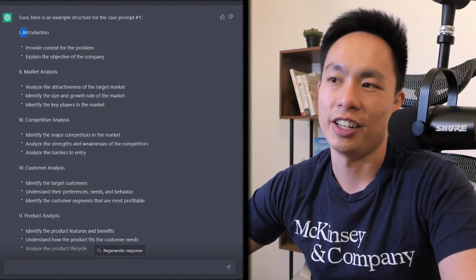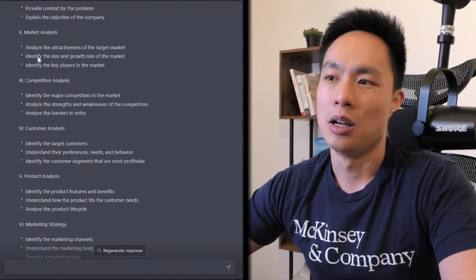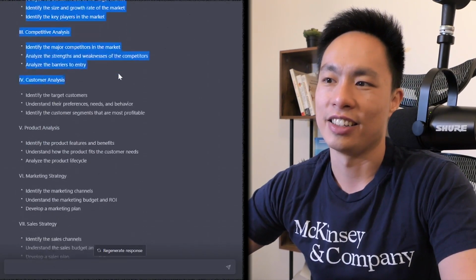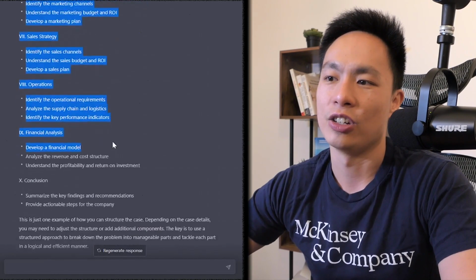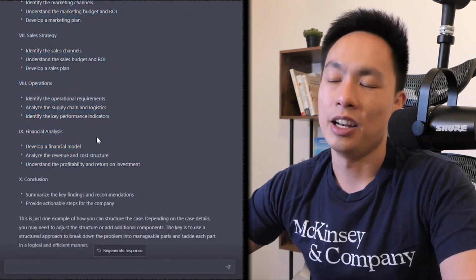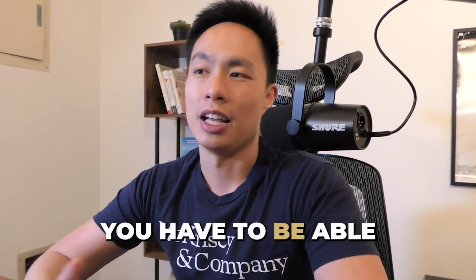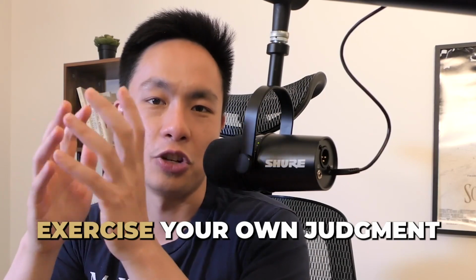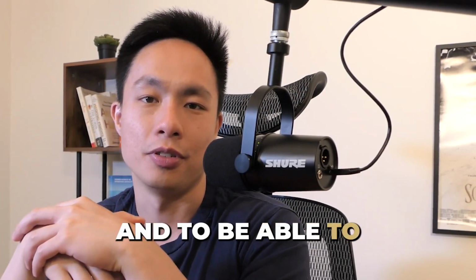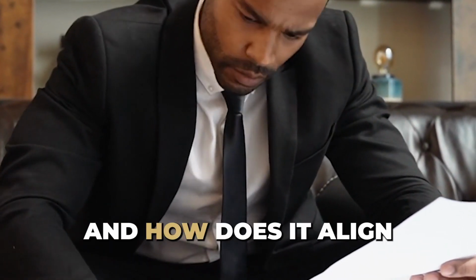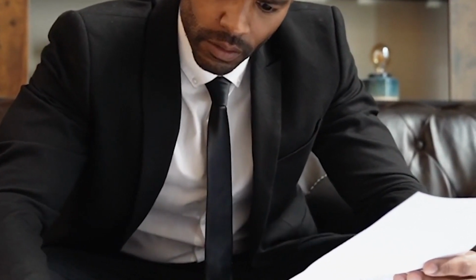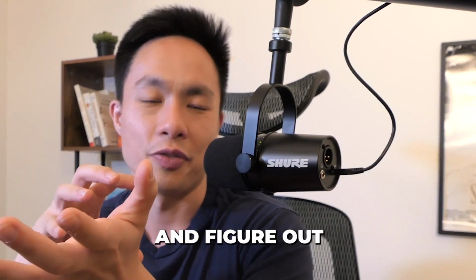Like for example, the introduction here is technically the opening. But the frameworks, we will start from the market analysis and go all the way down to the financial analysis. And you might think, Davis, in structuring for case interviews, a lot of it is done in issue trees. So this is where you have to exercise your own judgment and figure out what parts of your structure align with the answers. So you want to use your own answers and figure out what you missed.